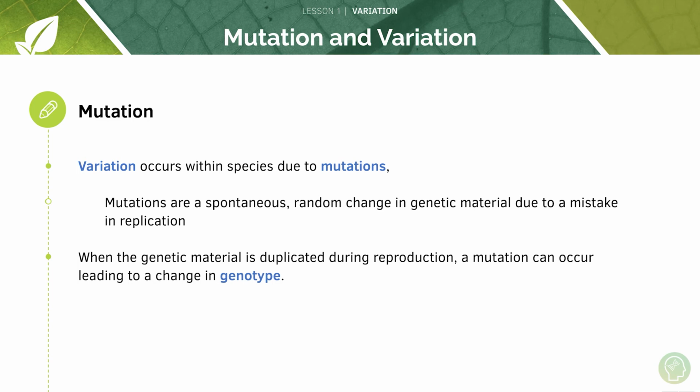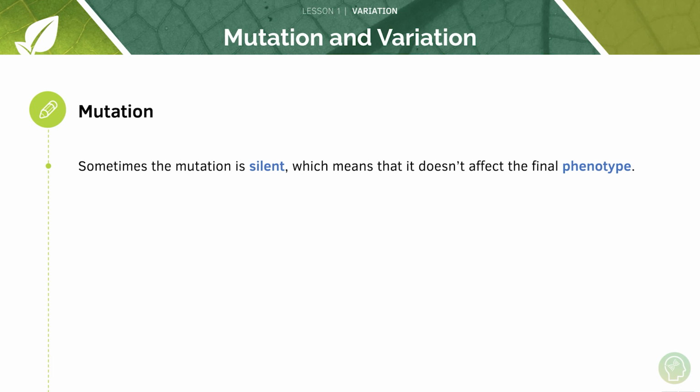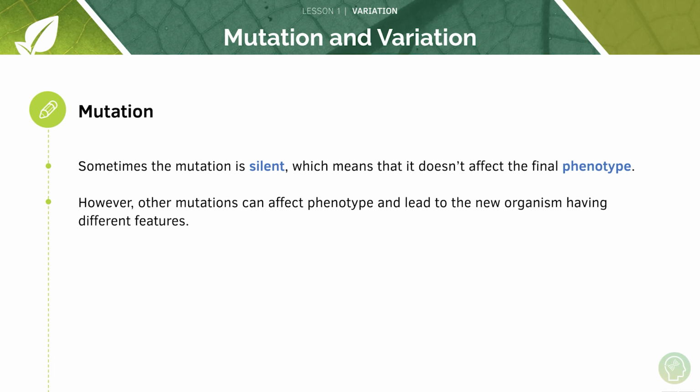So, for example, when the genetic material is duplicated during reproduction, a mutation can occur leading to a change in genotype. However, this does not always lead to a change in the phenotype. So a mutation is basically a change in the genotype, because we're saying it's a random change in genetic material. Now, whether or not this leads to a change in the phenotype depends on how that gene is presented and how the environment influences it. So if the mutation in the genotype does not affect the final phenotype, we say that the mutation is silent because it doesn't present in the final phenotype.